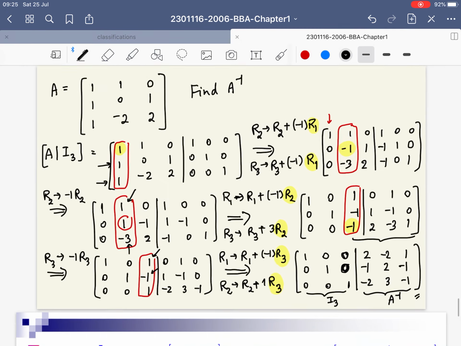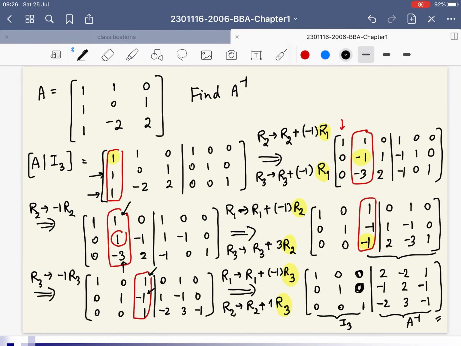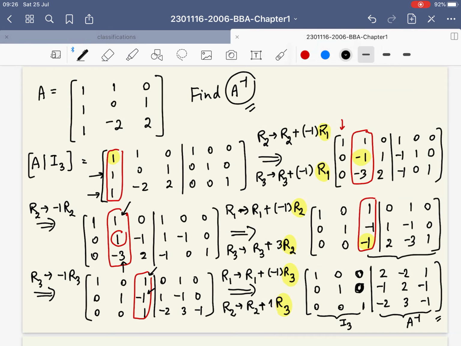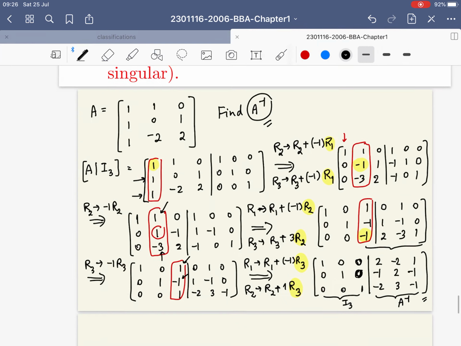However, don't think that the A inverse is pretty easy like this. Usually the A inverse will involve a lot of fraction calculations. So in a real test or a quiz, please be prepared that your A inverse may involve a lot of fraction calculations. That will be one of the things that you need to be careful about.